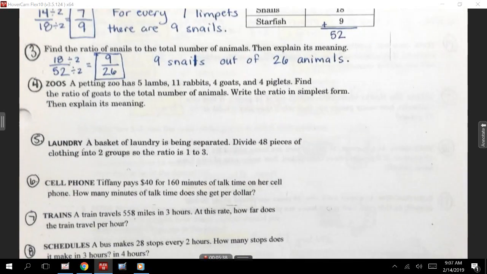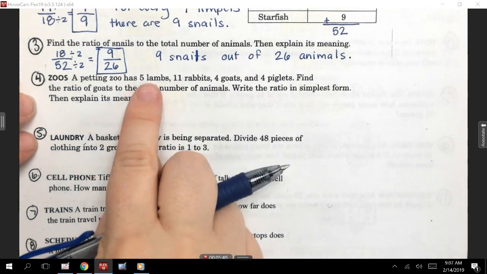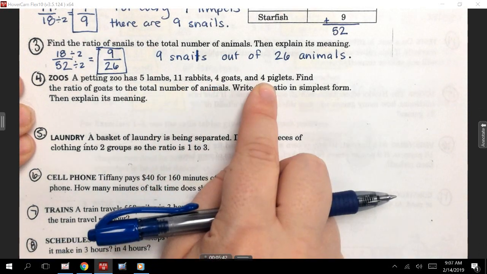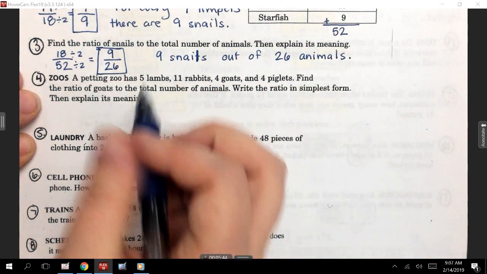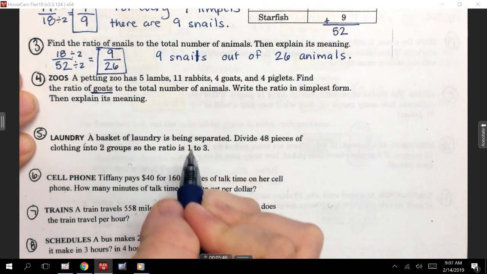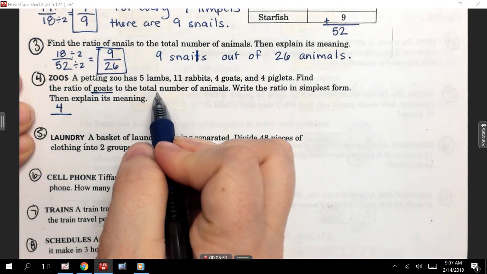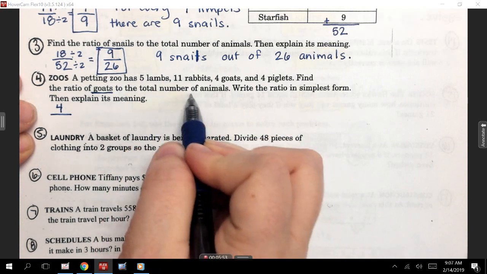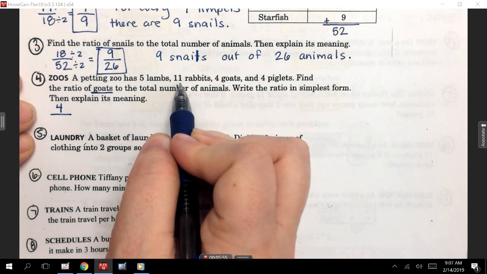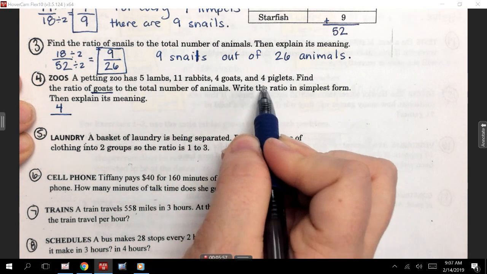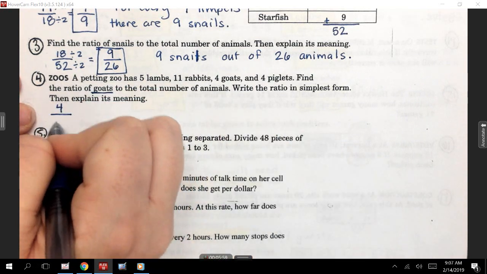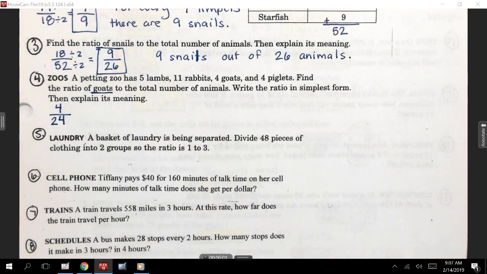All right. Number 4, we go to a zoo. Petting zoo has 5 lambs, 11 rabbits, 4 goats, 4 piglets. We want to find the ratio of goats. So goats is going on top. It said 4. Over the total number of animals. Total number means I got to add them again. 5 and 11 is 16, plus 4 is 20, plus 4 is 24. Do we get 24? Okay, good.